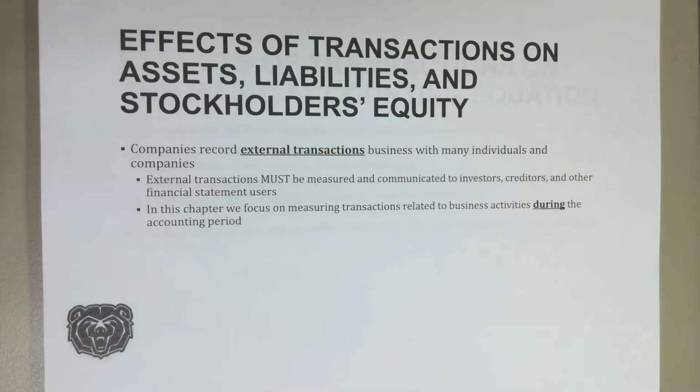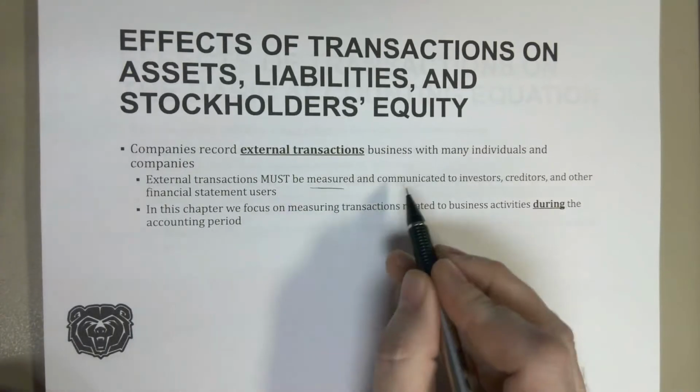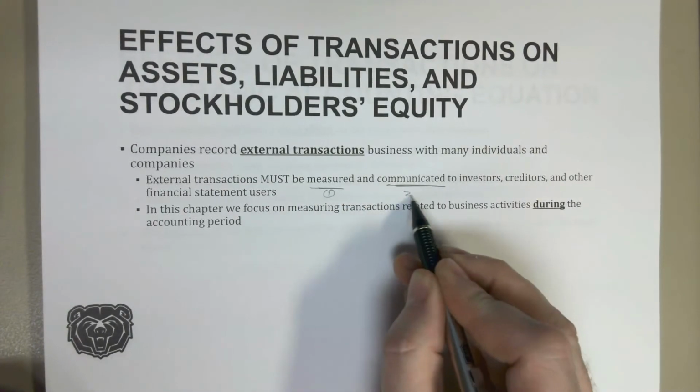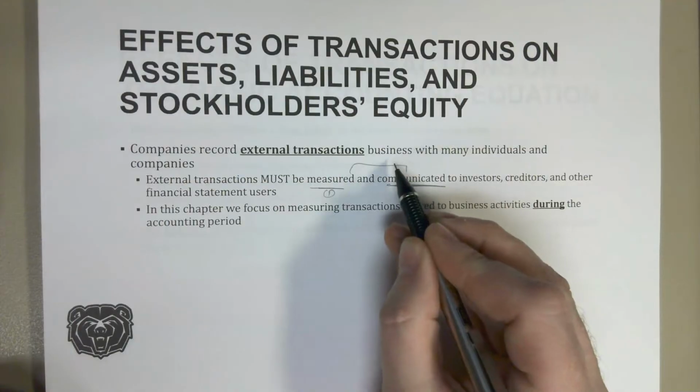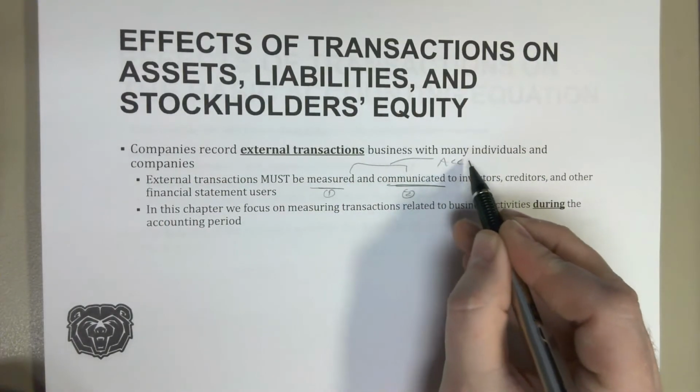So what are the effects of transactions on assets, liabilities, and stockholders' equity? Really the way this is going to work is that when we record these external transactions, we record them with different individuals and different companies, okay? We have to measure them. We must measure and communicate these. Measure and communicate, right? Step 1, step 2. Again, when we see these, we need to think this is financial accounting. This is the accounting cycle.